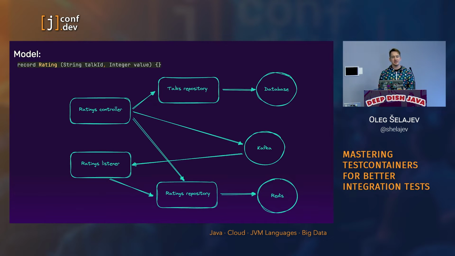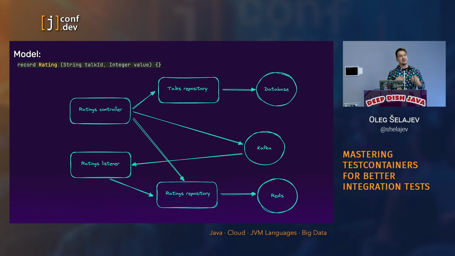It's a Spring application. It has the data model. It talks about rating conference sessions at conferences. So the data model is very simple. There are talks identified by a string, and there are ratings identified by an integer, and they connect to each other. And there are a few components in the application. There is a ratings controller that is responsible for accepting the ratings from the user, and it stores data in the talks repository that uses a relational database.